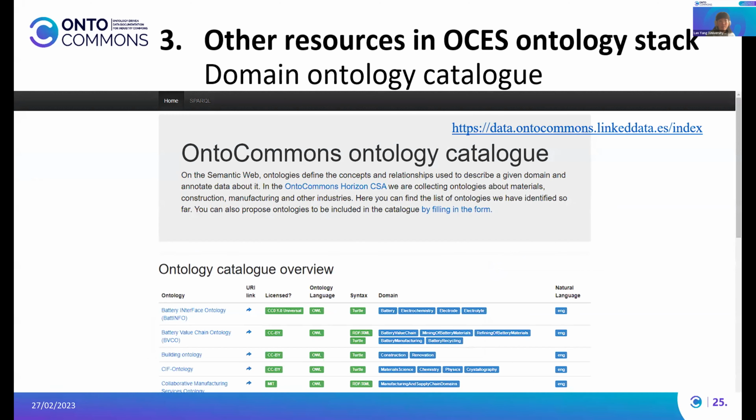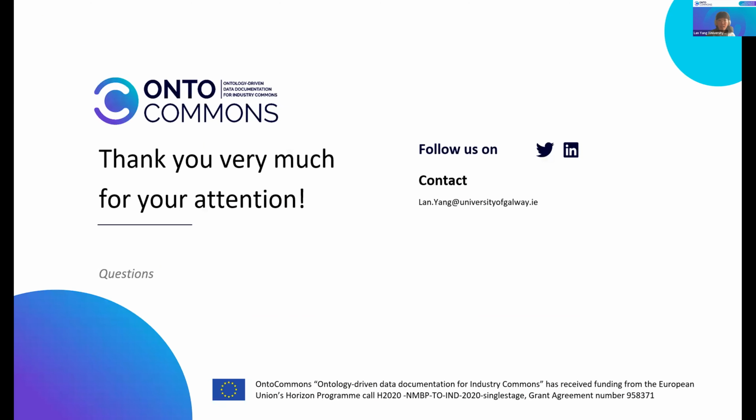You can also try this link, which is the domain ontology catalog. It contains the ontologies that we found through a very big survey during the landscape analysis. You can also submit your own ontologies if something is missing: by filling in this form, you can submit the domain level ontologies that you want to be included in this catalog. I think that's all from my side.